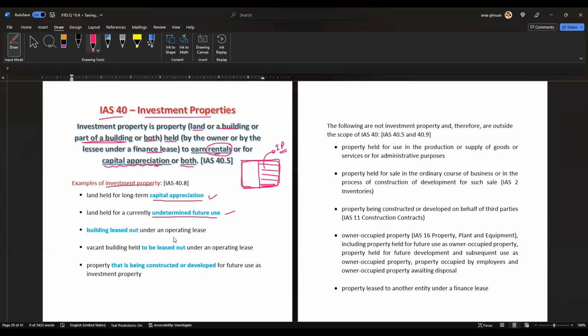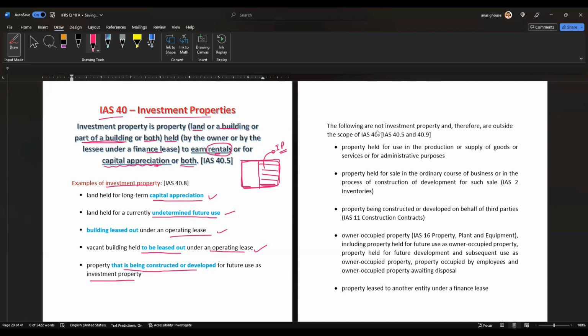Building leased out under an operating lease, that also will be treated as investment property. Vacant building held to be leased out under an operating lease. In this situation also, the property will be treated as investment property. Then property that is being constructed or developed for future use as investment property. If the building is constructed in order to rent it out or for capital appreciation, that property is known as IAS 40 investment property. Okay, so these are the basic examples for investment property.